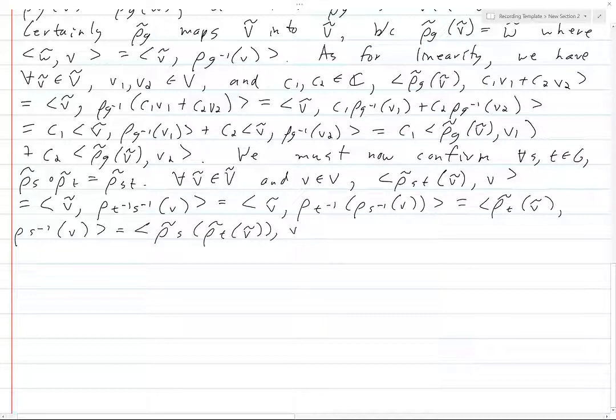So anyways, we just push everything over to the right side and do the things with rho, and then you push it back to the left side. This holds for every v and v tilde. And so rho tilde S of rho tilde T equals rho tilde of ST. So are we done? No.